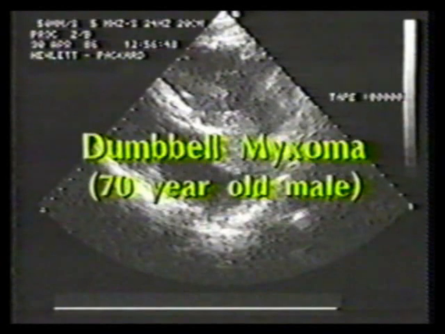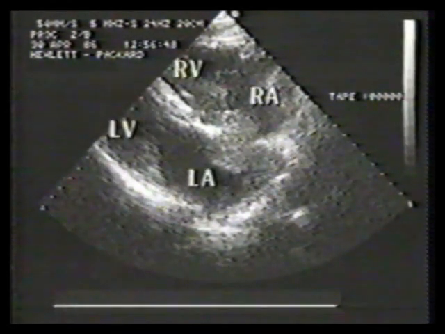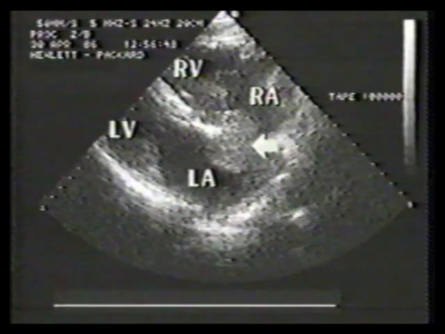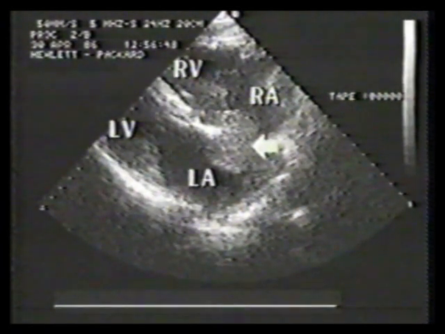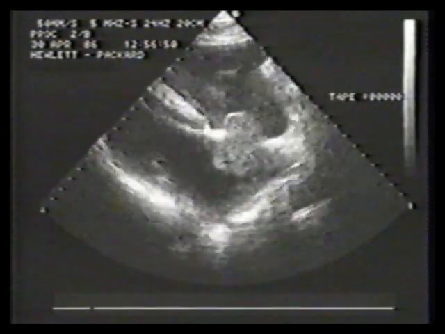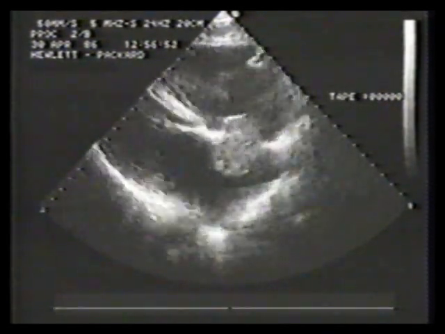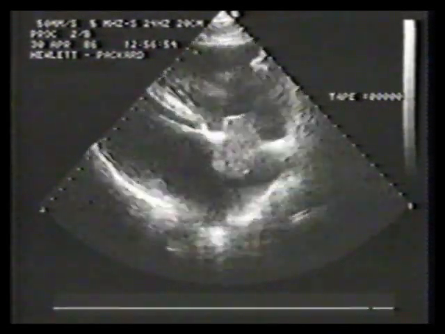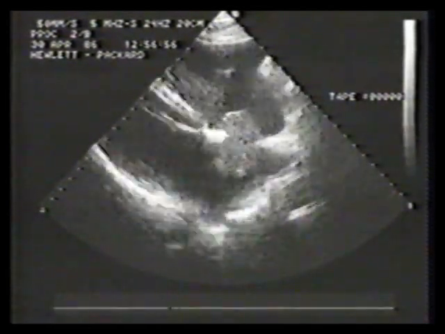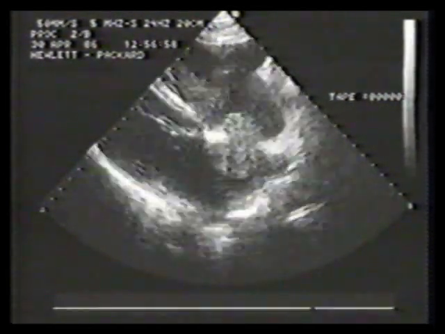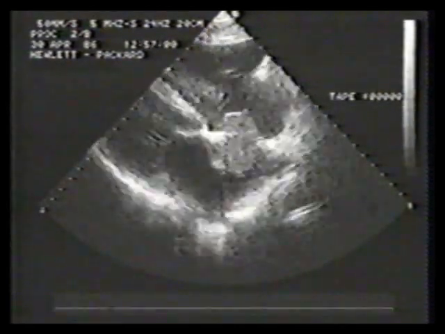The next atrial myxoma is that of a dumbbell myxoma in a 70-year-old male. Note that an ovoid tumor bridges the plane of the atrial septum, as illustrated by the arrow. This type of myxoma prolapses through the valve of the fossa ovalis and appears to bridge the plane of the atrial septum, and thus is frequently termed a dumbbell atrial myxoma.